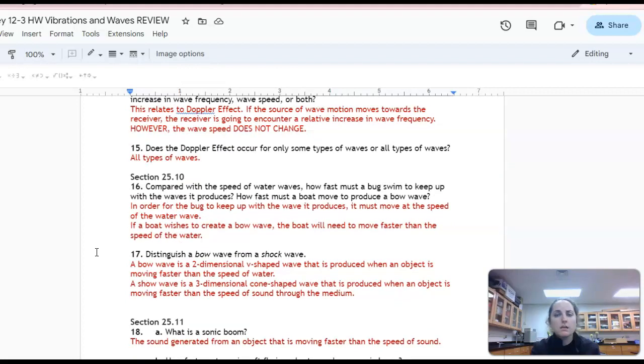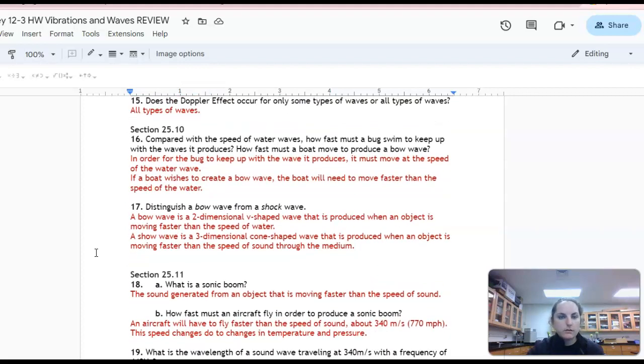Number 16, compared with the speed of water waves, how fast must a bug swim to keep up with the waves it produces, and how fast must a boat move to produce a bow wave? If we want the bug to remain at that water line, or the speed of the water wave, then we need the bug to move at that speed. It can't go faster, it can't go slower if we want that same propagation to happen. If we want our boat to create a bow wave, or that two-dimensional V-shaped wave, then that boat needs to travel faster than the speed of that wave.